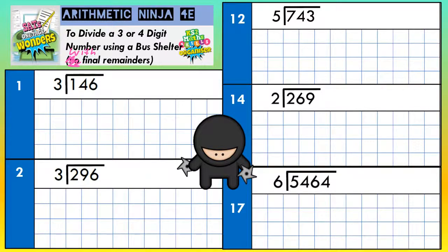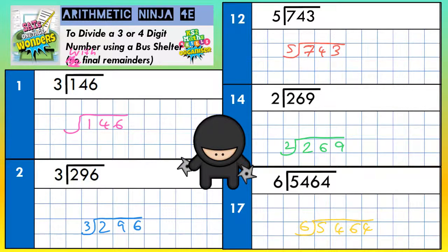So here we go. We've got 146 divided by 3. We've got 296 divided by 3. So let's write these out again so we've got a bit more space. We've got 743 divided by 5. We've got 269 divided by 2. And we've got 5,464 divided by 6. So let's go back to question 1 and see what happens.